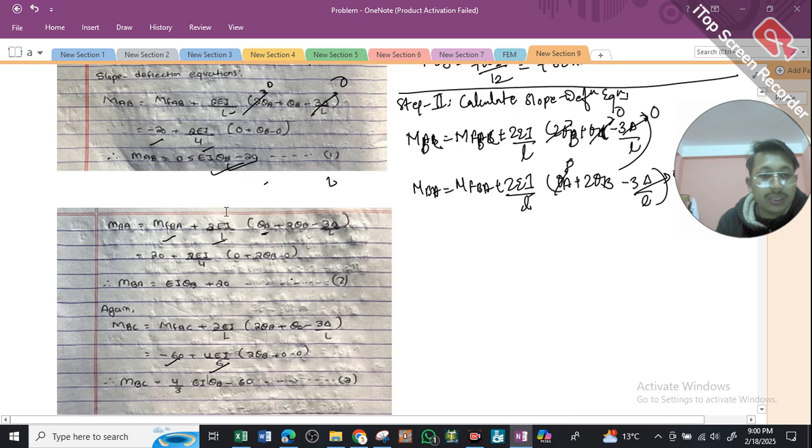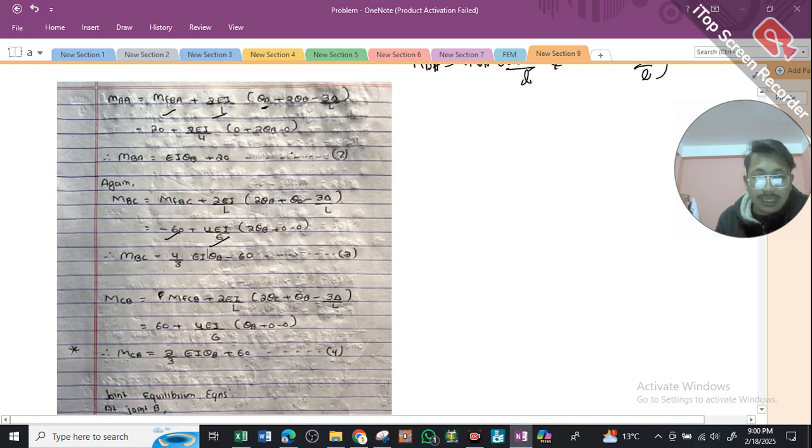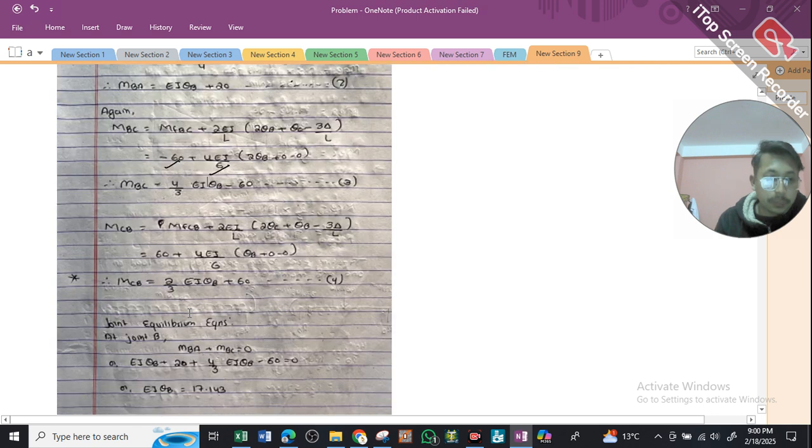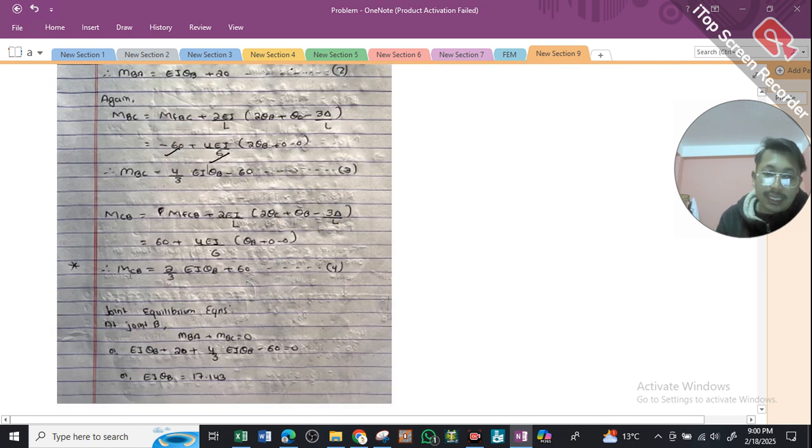It's not much difficult. Again, we'll calculate MCB as well. MFCB plus 2EI by L, 2 theta C plus theta B minus 3 delta by L. Delta will be 0. Theta C will be 0. We put down the value of theta B. So now we have CB as well.